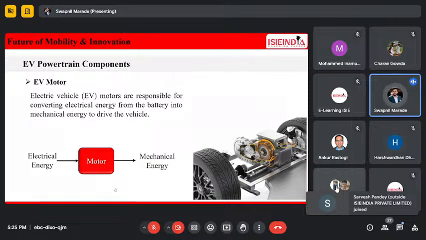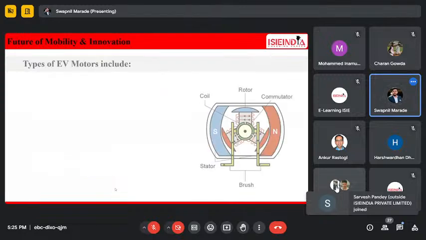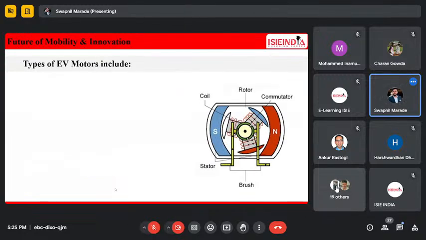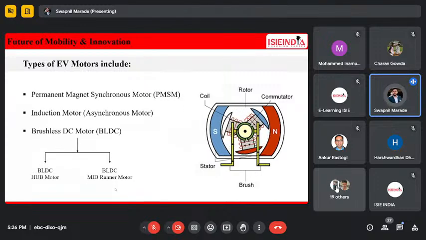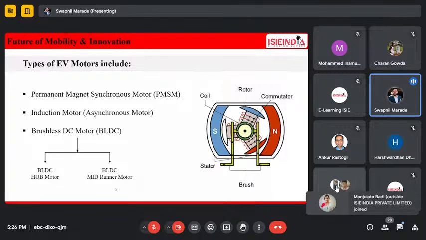There are several types of motor. The first is the permanent magnet synchronous motor, PMSM. Second is the induction motor, and third is the brushless DC motor, BLDC. There are two types of BLDC motor. First is the BLDC hub motor, and second is the BLDC mid-runner motor.